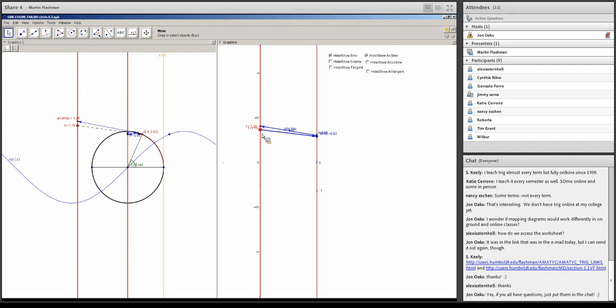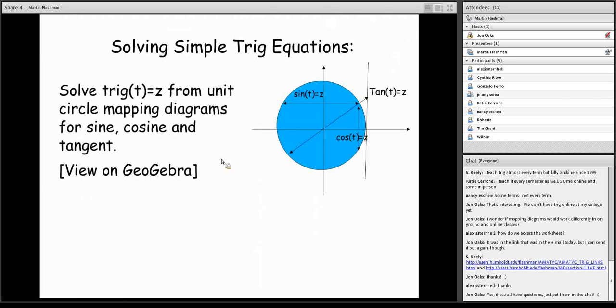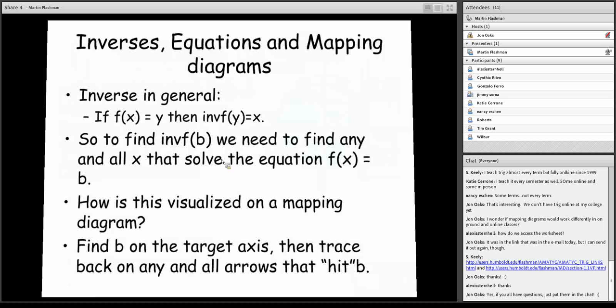Students frequently get confused. If I take the sine of an angle and then I take the arc sine of that, I get back what I started with. But if I take the sine of a bigger angle and then take the arc sine, I don't get the same thing back, because the arc sine only gives us answers between minus pi over 2 and pi over 2. So if I take an angle that's bigger than that, I'm not going to get the original angle. And this visualization with the mapping diagrams makes that very clear. Okay, so these are the pictures that go with that for solving the trig equations and the inverse functions as well.